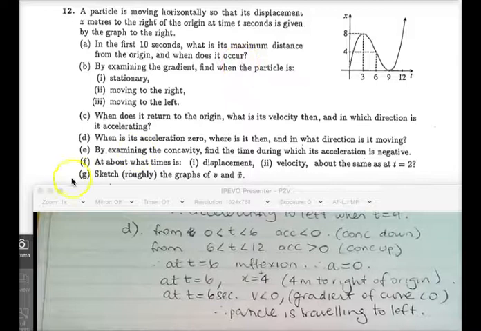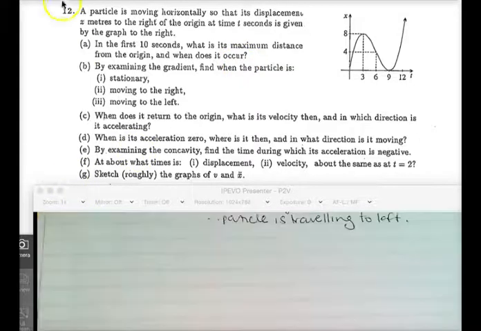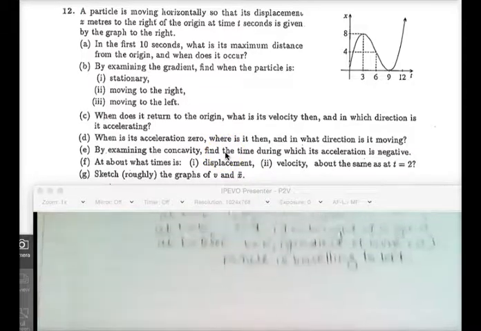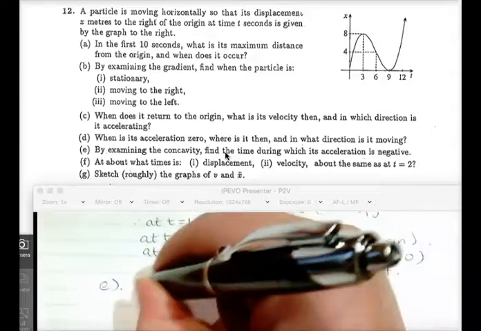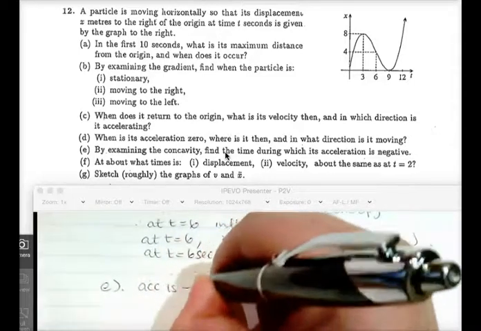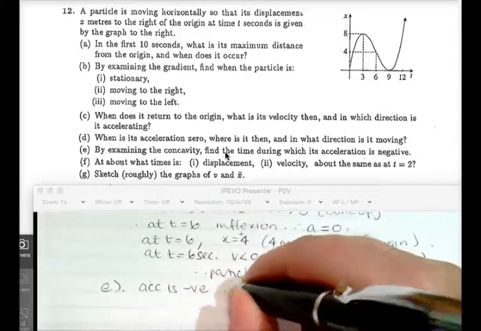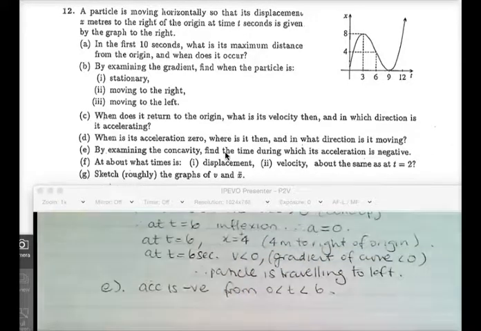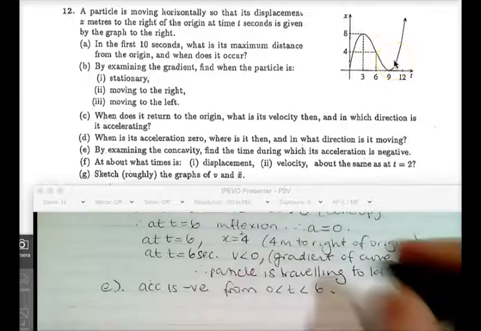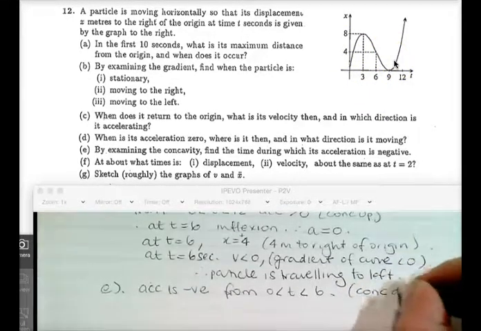Okay, now for question E. It says by examining the concavity, find the time when acceleration is negative. We've already done that in part D. So acceleration is negative from t equals 0 to 6, but not including 0 and 6. That's when the curve is concave down.